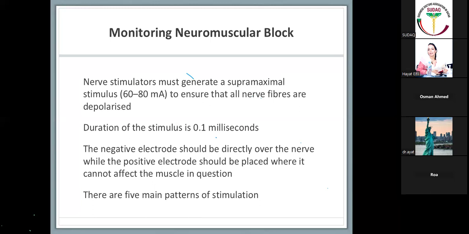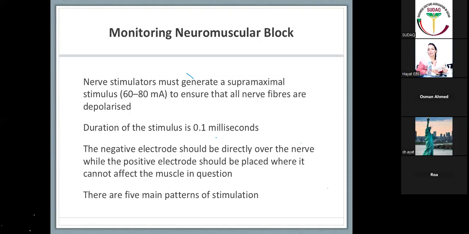So it's a very objective assessment of the neuromuscular block and determines your action towards your patient during the surgery. To monitor the neuromuscular block, we usually apply a nerve stimulator, which generates a supramaximal stimulus.